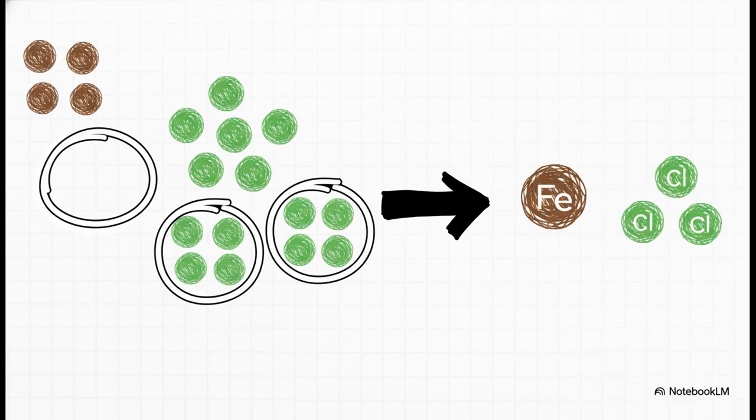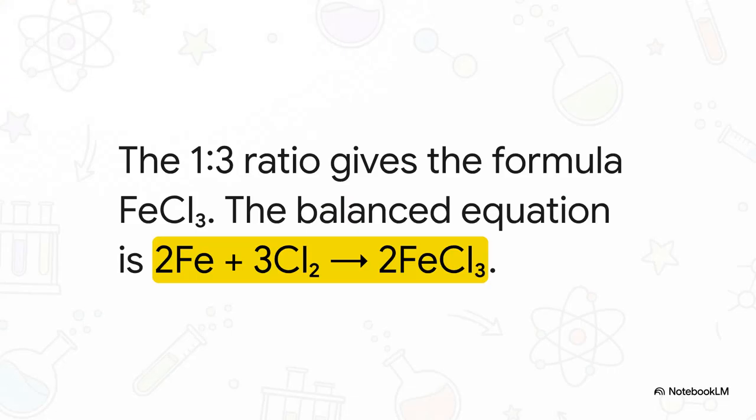Now for the ratio. This is the easy bit. You just take your 2 mole values, 0.08 and 0.24, and you divide both of them by the smallest number. In our case, the smallest is 0.08. So 0.08 divided by itself is 1, and 0.24 divided by 0.08 is 3. That gives us a beautiful, simple whole number ratio of 1 to 3. And that 1 to 3 ratio tells us the empirical formula. For every 1 iron atom, there are 3 chlorine atoms, so FeCl3.